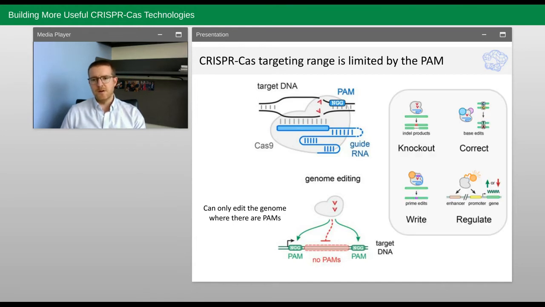So one of the issues then is, as I showed you on the first slide, we have all these amazing things that we can do to make edits or functionalize the genome. In the absence of PAMs, we actually can't perform these applications very precisely. So hopefully this highlights the need of having enzymes with improved targeting range.